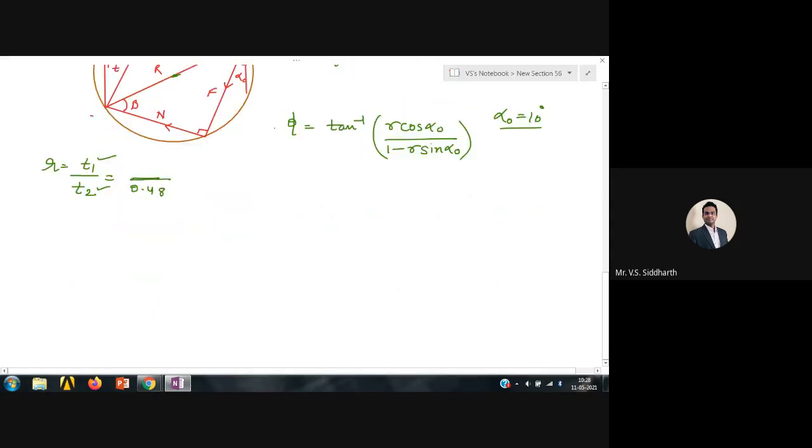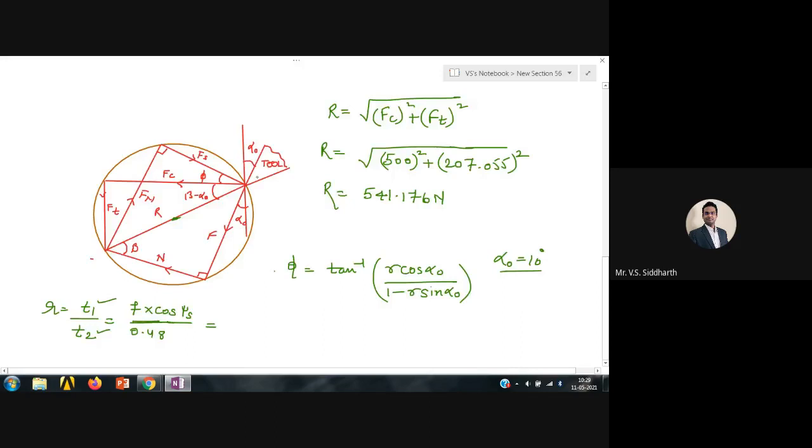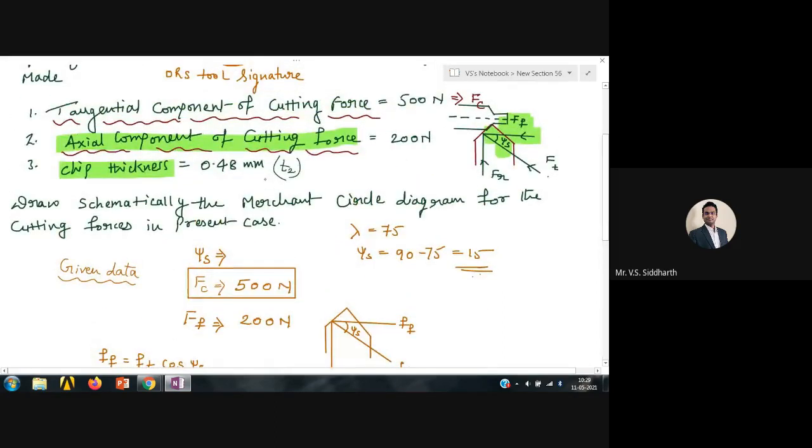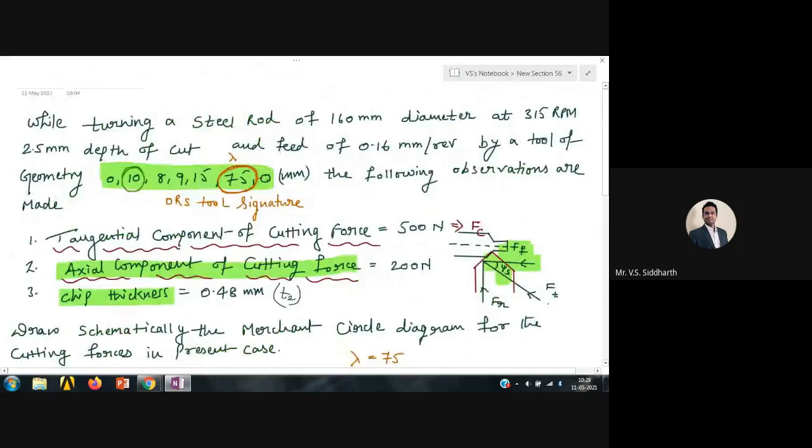Uncut chip thickness is feed multiplied by cos psi s, as I have already told you. If feed and side cutting edge angle both are given, then you should use this formula. If only feed is given, you will assume that psi s is equal to 0, so cos 0 equals 1, and uncut chip thickness is equal to the feed. If neither feed nor psi s is given, then you will assume depth of cut as the uncut chip thickness. So how much is the feed? 0.16.